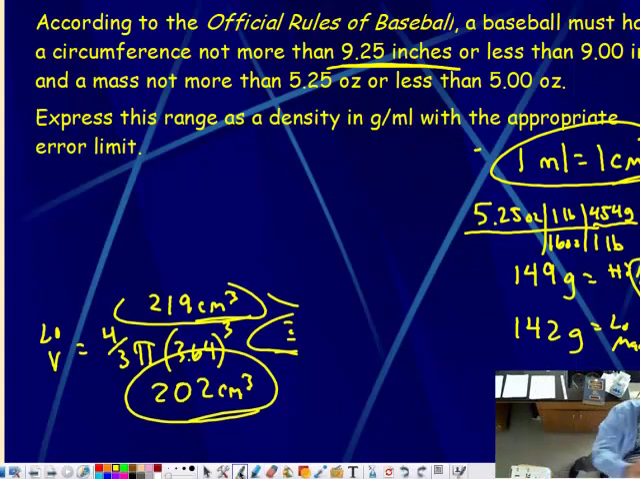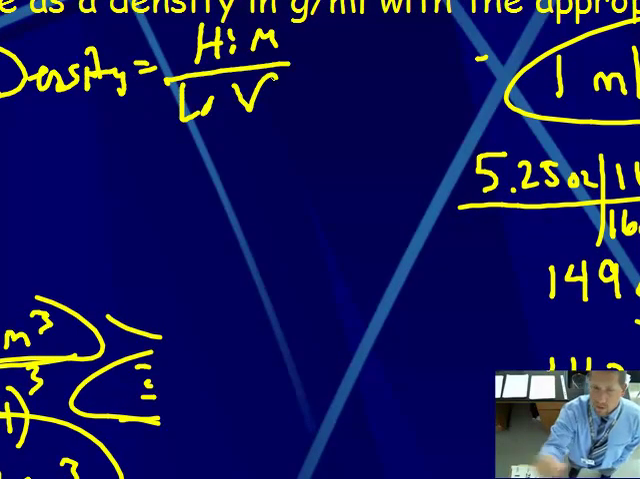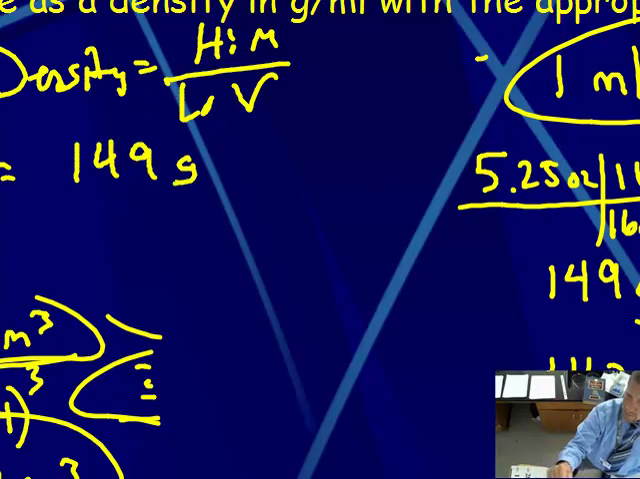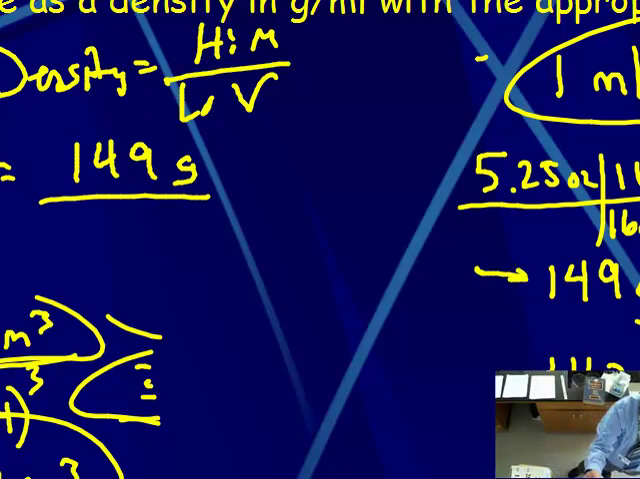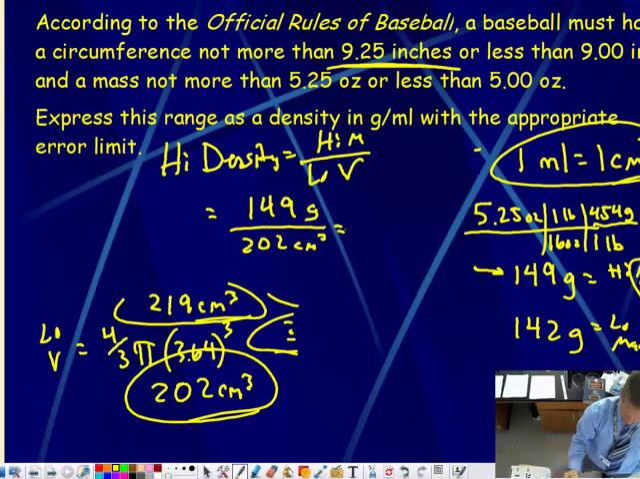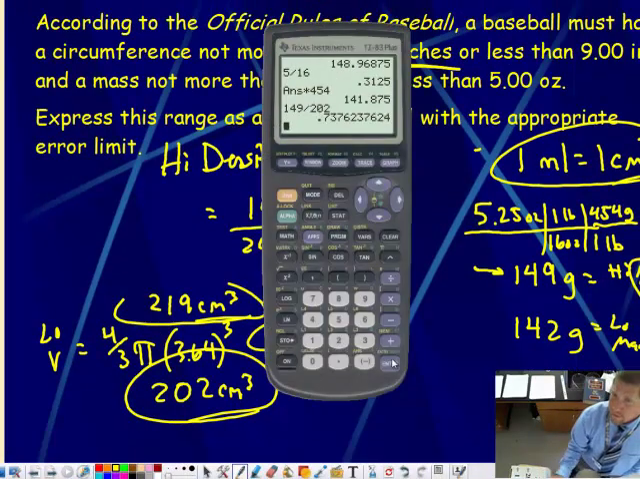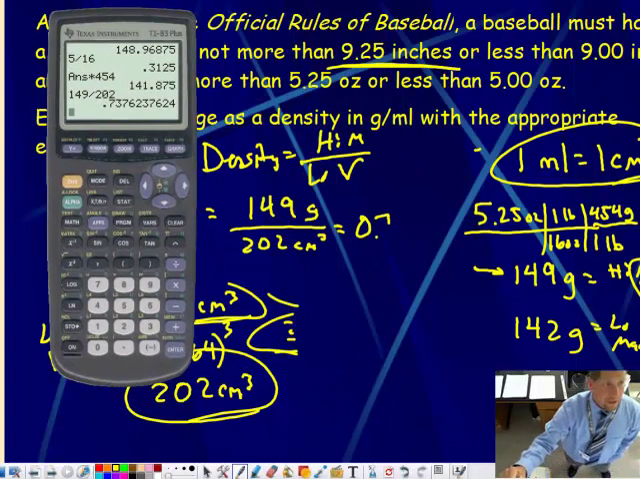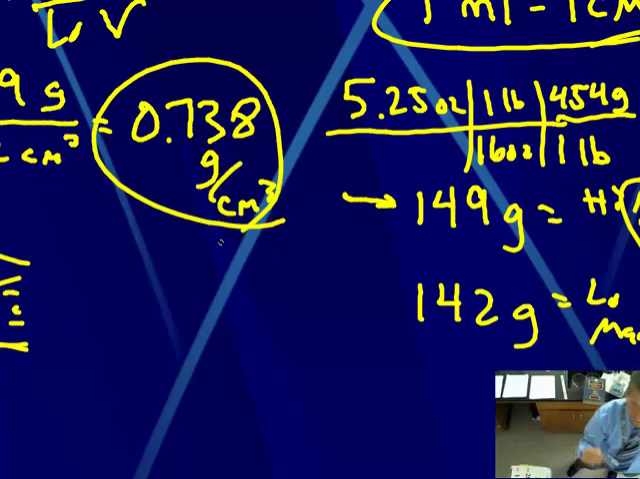So now the high density. The high density is going to be equal to the high mass divided by the low volume. So the high density will be 149 grams divided by the low volume, which is 202 centimeters cubed. So 149 divided by 202 gives me 0.738 grams per centimeter cubed. All right, so that is my worst case scenario on the high side.